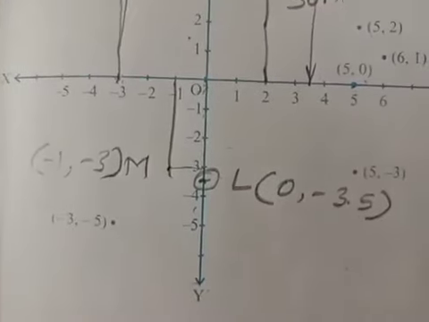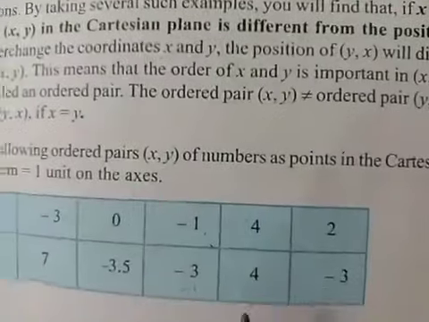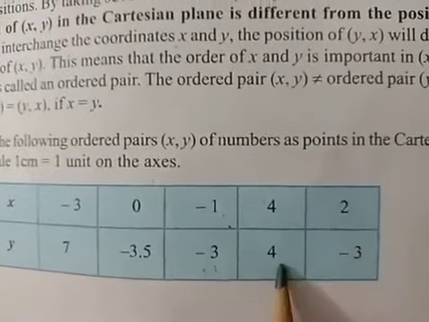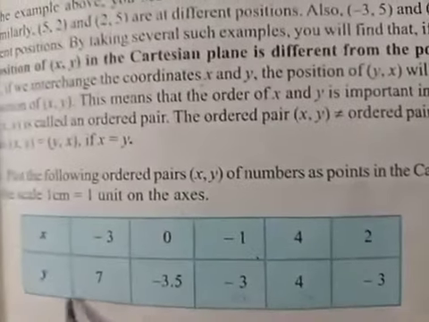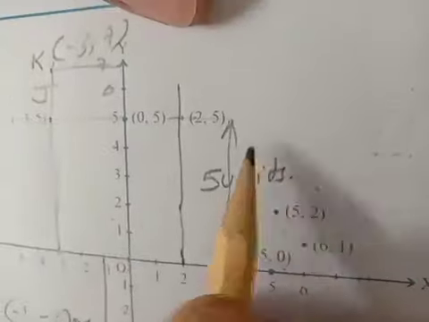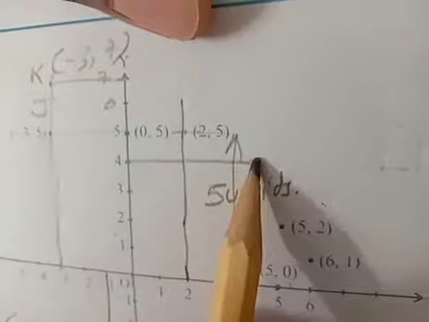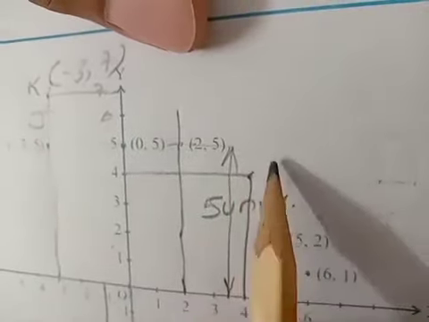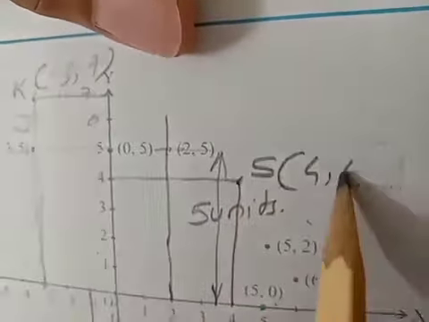In a similar fashion you can plot 4, 4. The x coordinate is 4, y is also 4, both are plus, so they will be in the first quadrant. 4 units, 4 units, you can call this S, 4, 4.